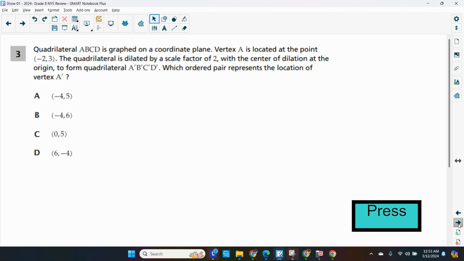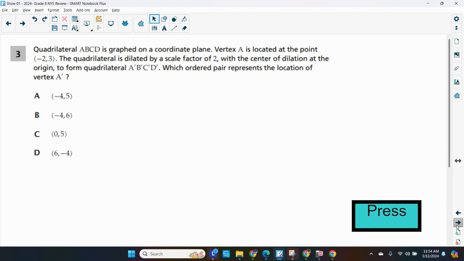All right, let's get going. We got some good stuff there. So here is example number 3 from the state test, 8th grade. Quadrilateral ABCD is graphed on a coordinate plane. Vertex A is located at the point (-2, 3). The quadrilateral is dilated, and that's an important word, means stretched or shrunk, by a scale factor of 2.